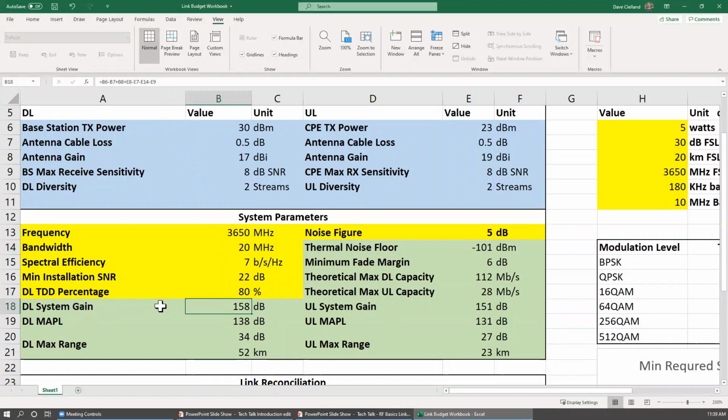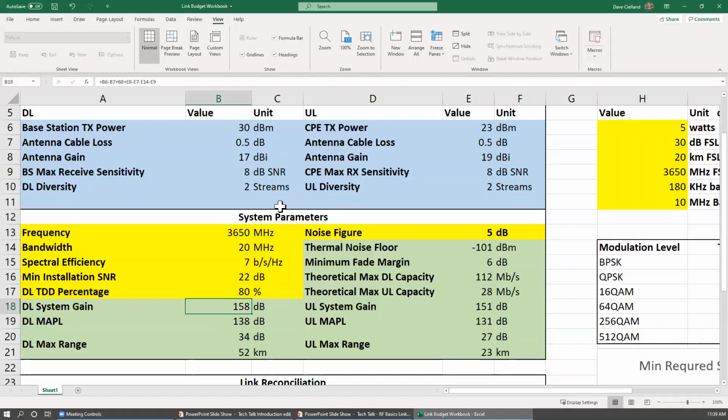Now, if I calculate my downlink system gain, I've taken everything that we showed in the slide and added it up here. In this particular case, with a 1 watt transmitter, a 17 dBi antenna, and a 19 dB gain antenna on the CPE, we come up with a downlink system gain of 158 dB. It's typical that we see numbers in the 140s and 150s, sometimes as high as 160, depending on the equipment, but 150s are typical.